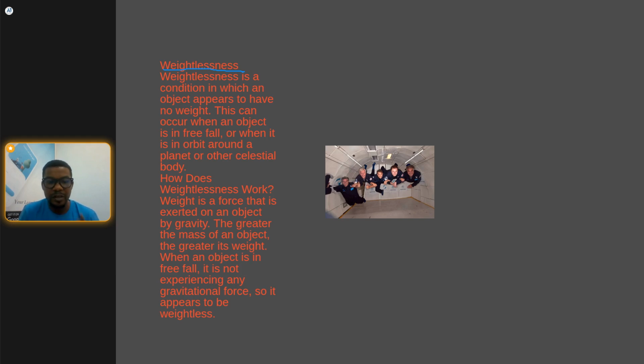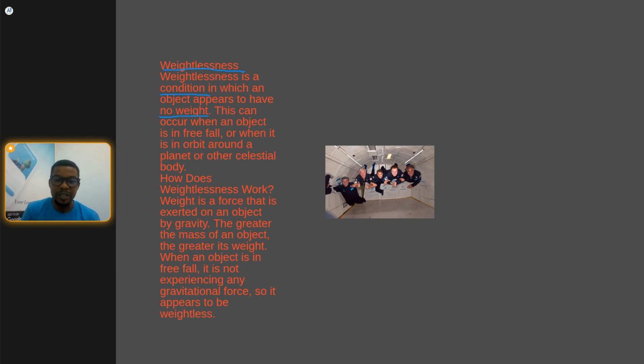Okay, but let's look at the definition in the context of physics. Weightlessness is a condition in which an object appears to have no weight. A condition whereby an object appears to have no weight is said to be weightlessness. So in simple definition, weightlessness means a situation or a condition whereby an object has no weight.